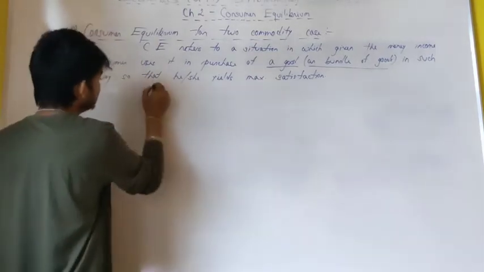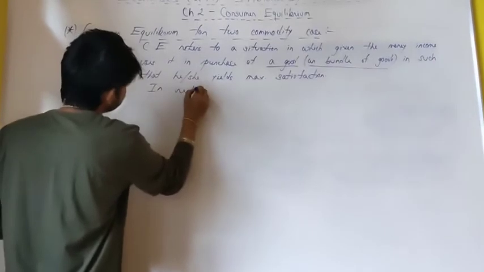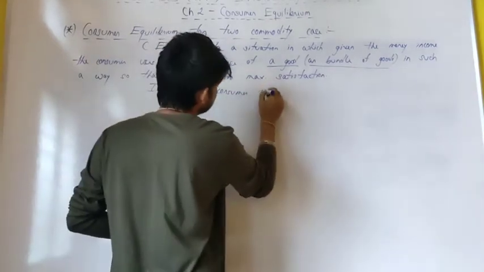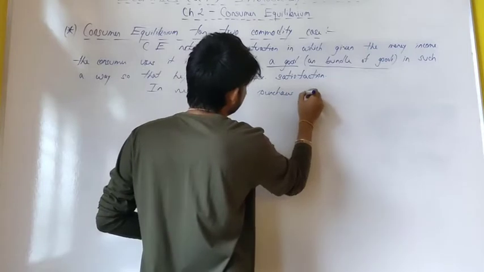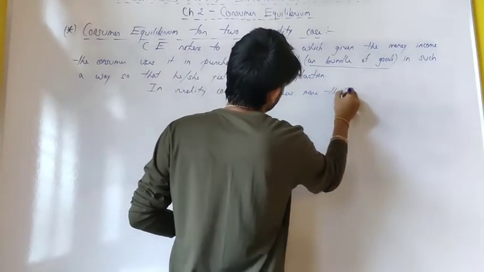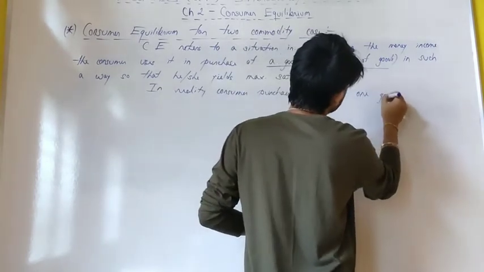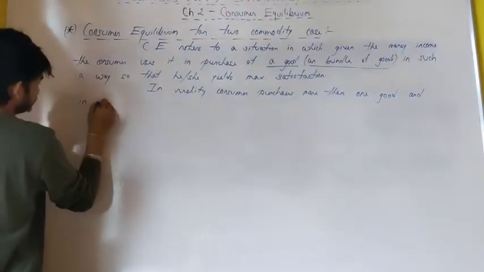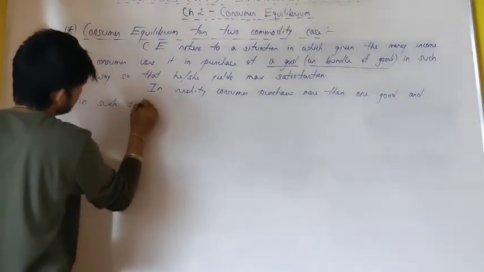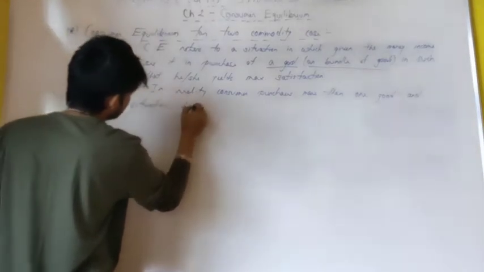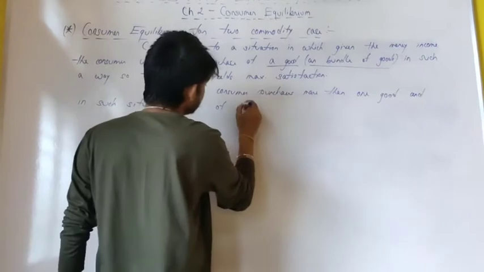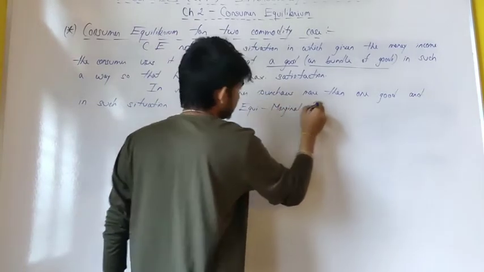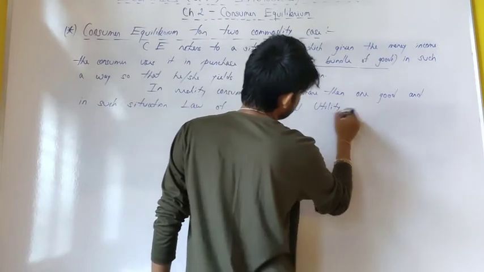So basically, in reality, the consumer purchases more than one good, and in such a situation the law of equimarginal utility is in operation.